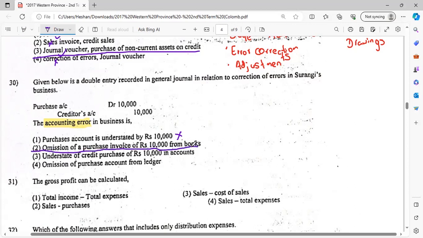Understate the credit purchase 10,000 in accounts. This is incorrect. Understate the credit purchase 10,000 in accounts. Omission of purchase account from ledger. This is also incorrect.